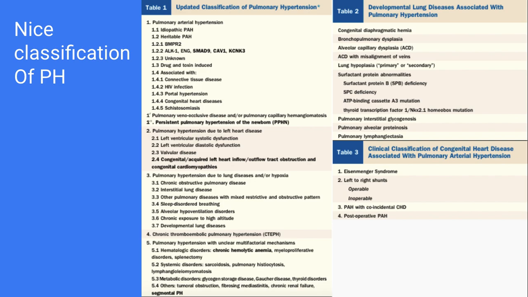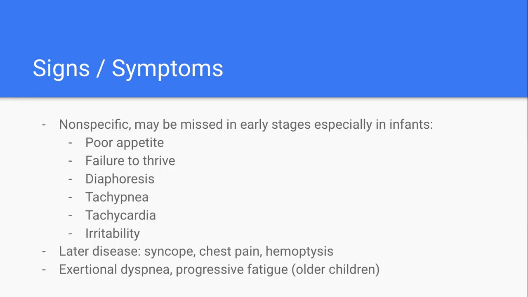So you can actually look over this, and each of these is a topic in and of itself, but we won't go into the details of all of them. The signs and symptoms of pulmonary hypertension tend to be very nonspecific, especially in the early stages in infants. But if you do see them, they will have failure to thrive, poor appetite, and they can have diaphoresis, tachypnea, tachycardia, and irritability.